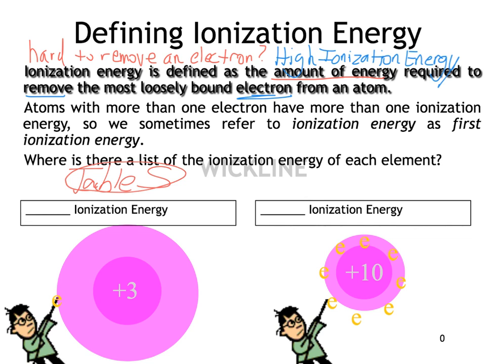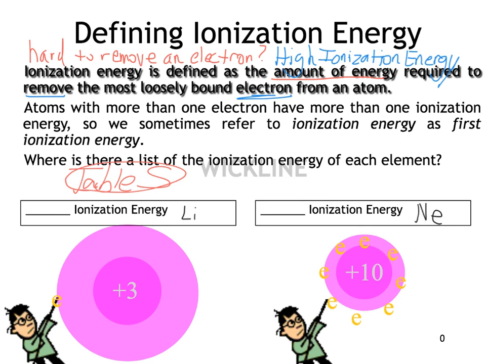Let's compare the ionization energies of these two atoms. So on the left we have an atom whose atomic number and nuclear charge is +3. So that is definitely lithium, in case you want to look on Table S. And we also have an atom who seems to have 8 electrons in its valence shell and has a nucleus with 10 protons. So that is definitely neon.